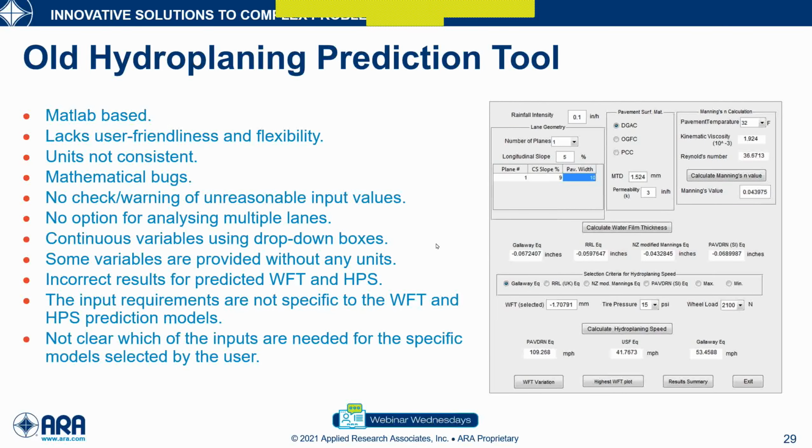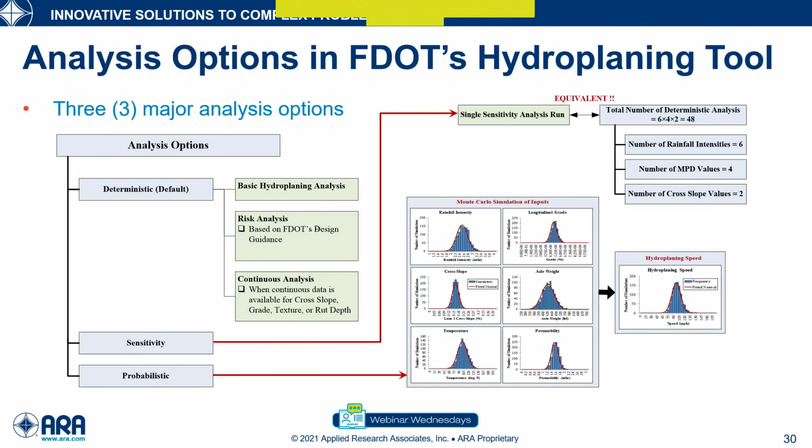So all those bugs were fixed and more functionality was added. The old tool only allowed you to do the basic hydroplaning analysis. Now we can do risk analysis based on the FDOT's design guidance, and we can do continuous analysis when continuous data is available, and we can also run sensitivity and probabilistic analysis, and we will be discussing all these options in the next few slides.